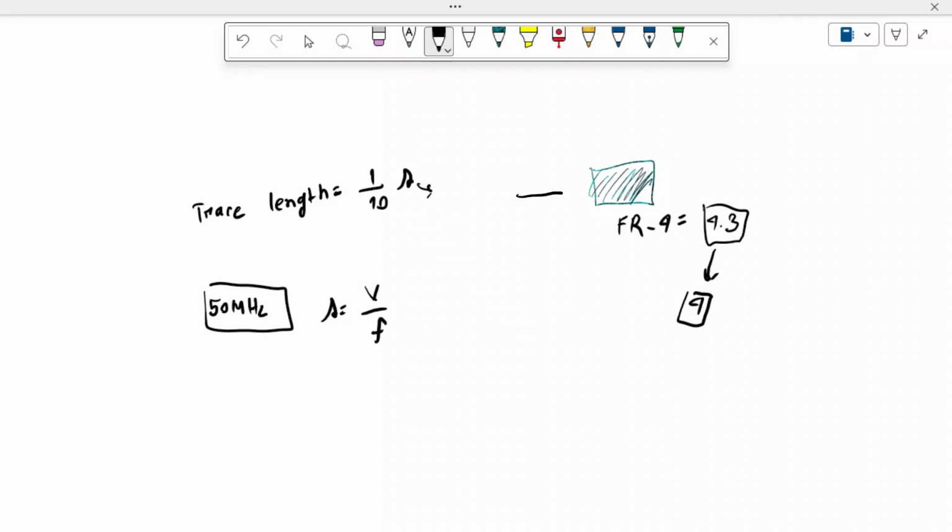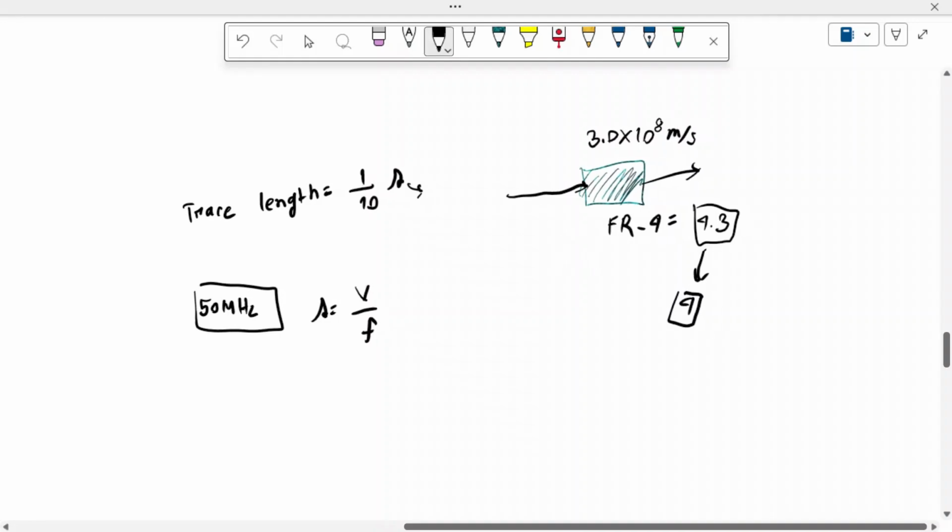So definitely if I send a signal here, if it goes through this FR4 of the dielectric or whatever it is, and if it comes out here, it's not going to be the ideal 3.0 into 10 to the power 8 meter per second. It's not gonna be like that. It's gonna be different, and we have to account for that. So that's the reason I'm gonna tweak this formula.